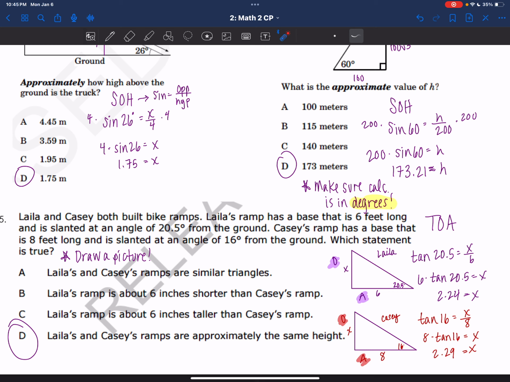So similar would mean they're proportional sides. Well, they're not proportional sides because proportional sides need the same angle. So it can't be that. Layla's ramp is about 6 inches shorter. Well, if you look, that's not true. Layla's ramp is about 6 inches taller. Well, again, that's not true. They are approximately the same height. These are both pretty close to the same height. So that's why I said D is the best answer. But again, draw a picture and you can use tangent because it is opposite over adjacent.